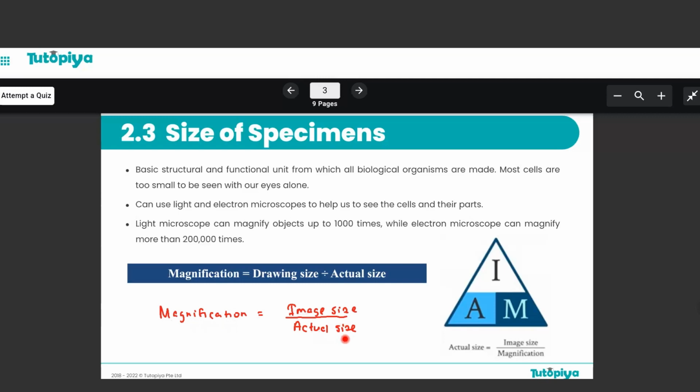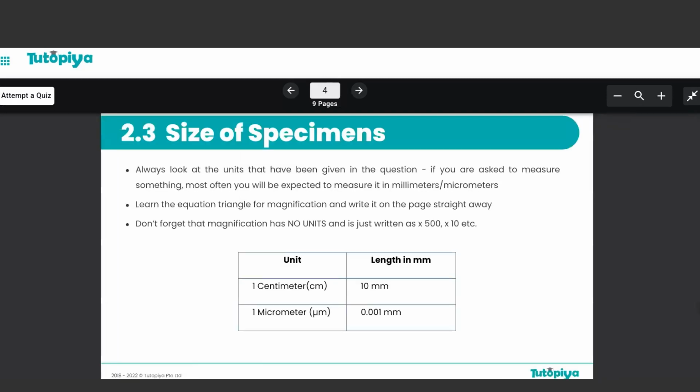When we are trying out different questions, we can put this into a formula triangle where we have image size at the top. I stands for image size, and actual size and magnification are at the bottom. A stands for actual size and M for magnification. So we're going to be focusing on calculations with this equation. But before we start on a few of these calculations, here are a few tips and tricks for you when attempting these questions.